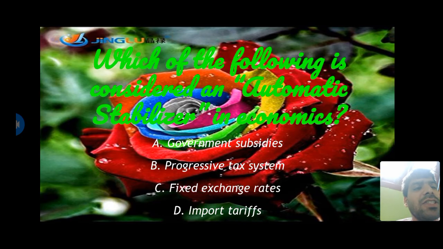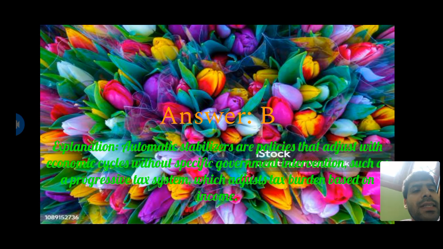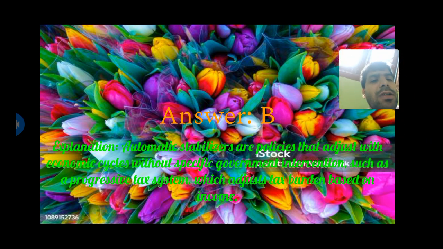And the next question is, which of the following is considered an automatic stabilizer in economics? And the options are option A, government subsidy. Option B, progressive tax system. Option C, fixed exchange rates. And option D, import tariffs. And the correct answer is option B. Automatic stabilizers are policies that adjust with economic cycles without specific government intervention, such as a progressive tax system, which adjusts the tax burden based on income.